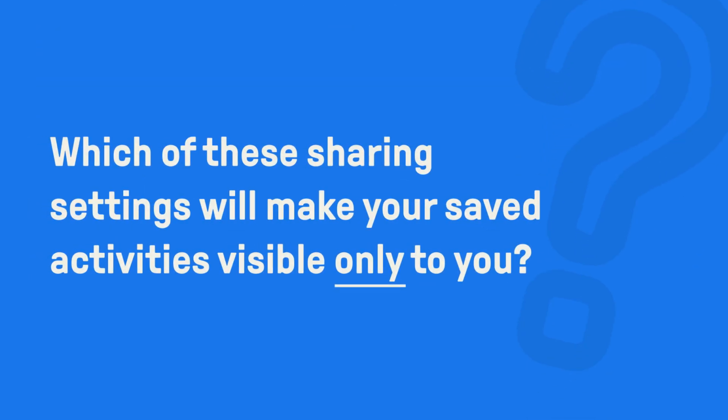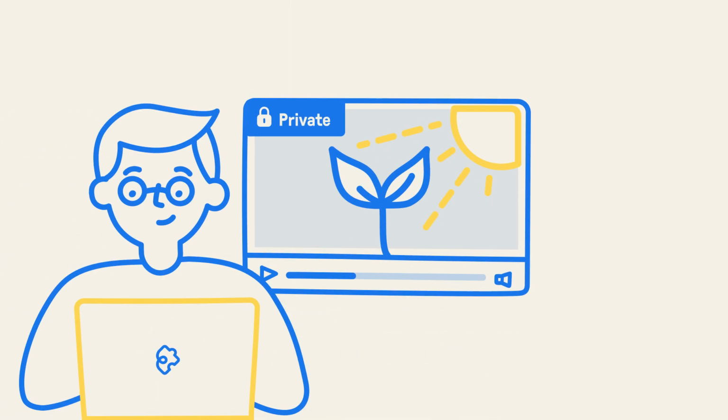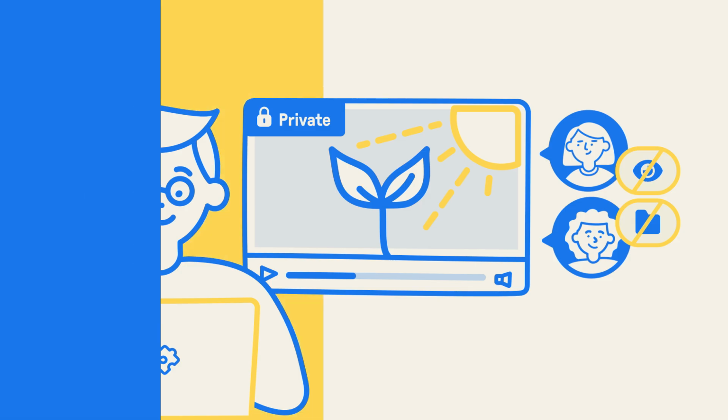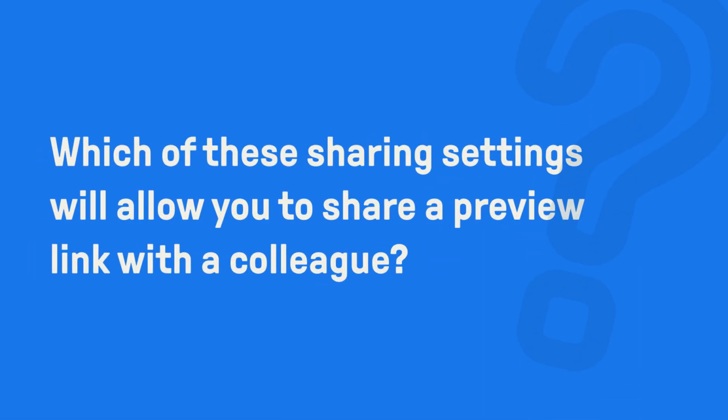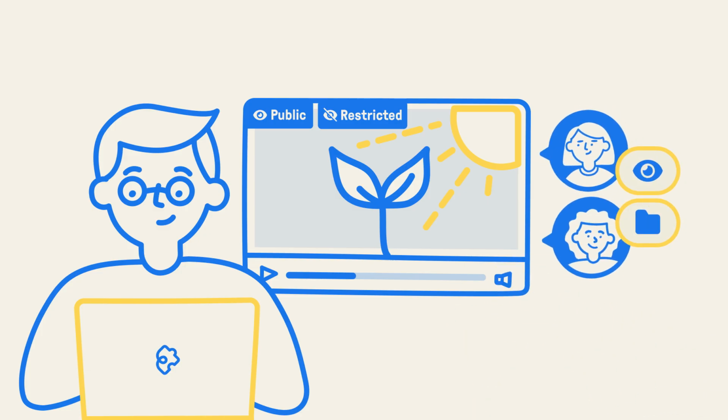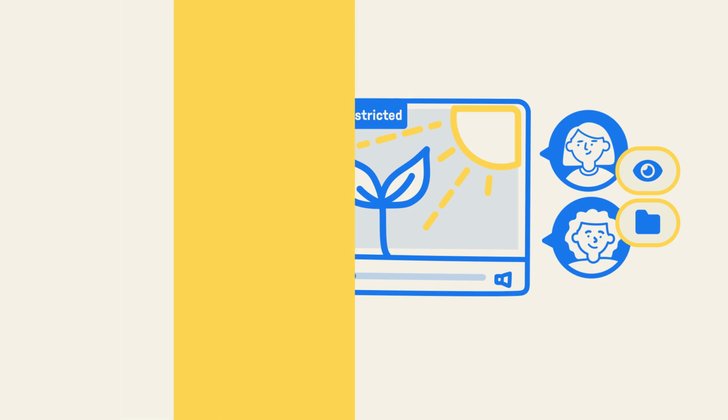Which of these sharing settings will make your saved activities visible only to you? When a video, quiz, or slides are set to private, other teachers won't be able to view or copy them. Which of these sharing settings will allow you to share a preview link with a colleague? When an activity is set to public or restricted, you can share a link with your colleagues so they can preview and copy it. That's collaboration made simple.